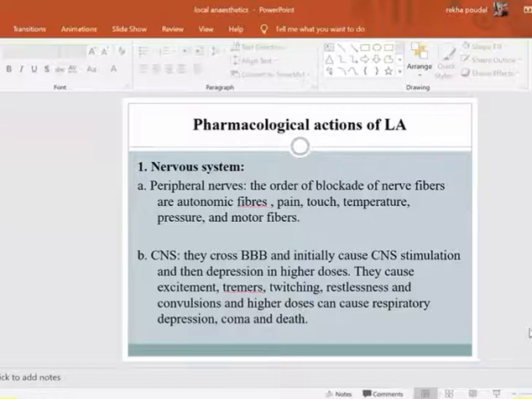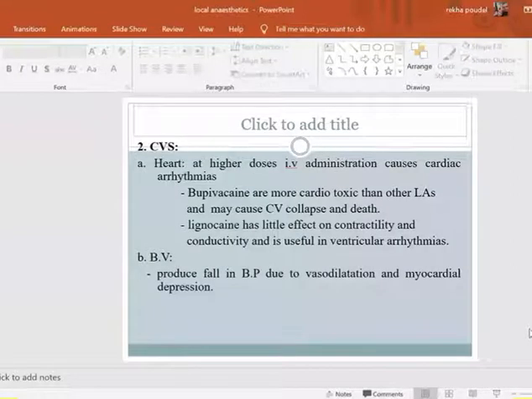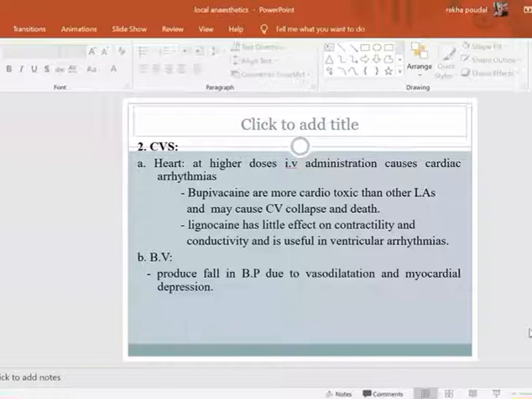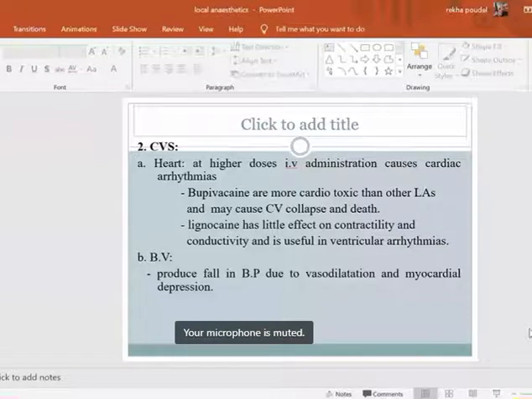Now coming to the cardiovascular system. In the heart, when given at a higher dose by intravenous administration, it may cause cardiac arrhythmia. Among the local anesthetics, bupivacaine is more cardiotoxic than local anesthetics like lignocaine, and it may cause cardiovascular collapse and finally death. But lignocaine has little effect on contractility and conductivity, and it is also useful in ventricular arrhythmia.